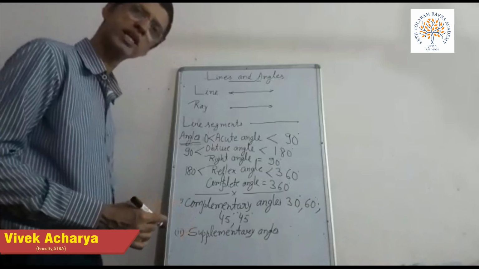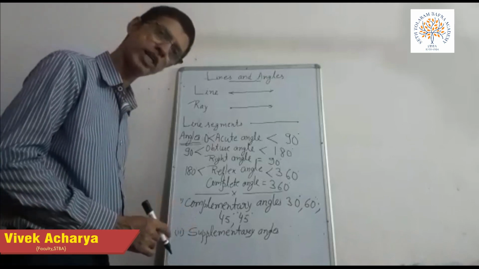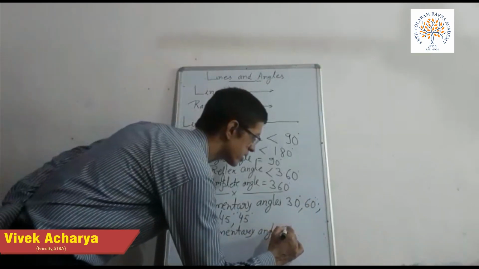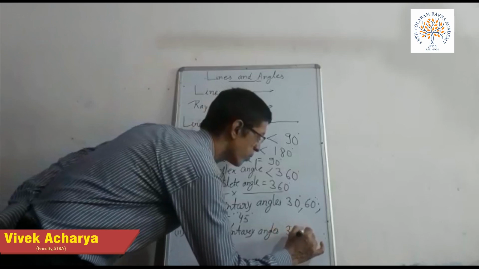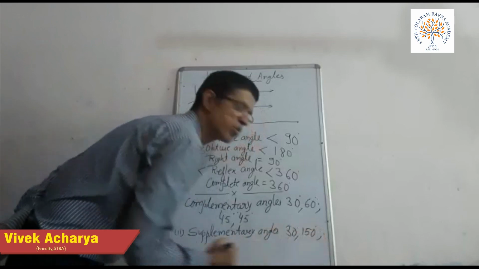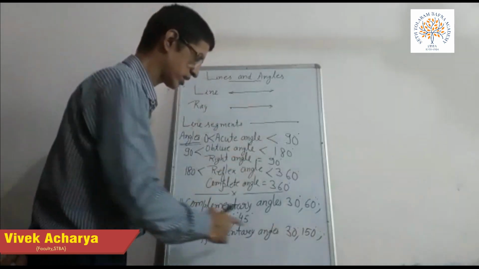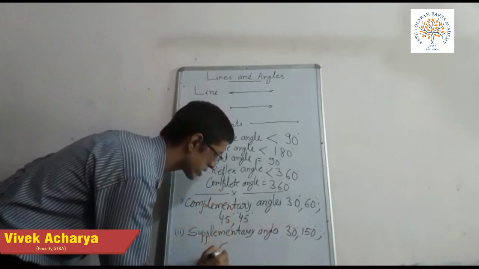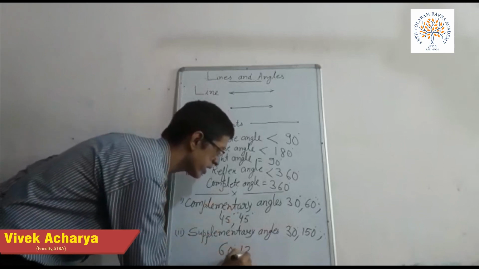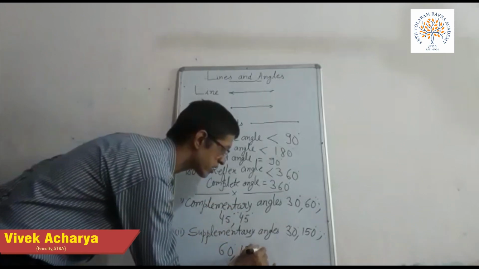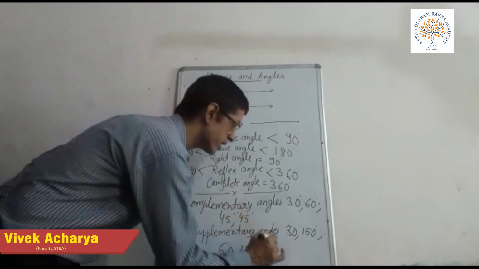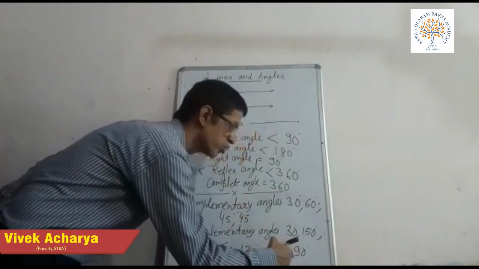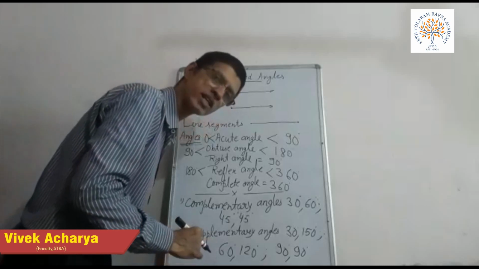Supplementary angles are those angles whose sum is 180 degrees. If you want to give an example, you can give 30 degrees and 150 degrees. These are complementary angles. Sorry, supplementary angles. Sum is 180 degrees. In a similar way, one is 60 degrees, one is 120 degrees. These are also supplementary angles. Another example is 90 degrees and 90 degrees. So here both supplementary angles are equal angles.